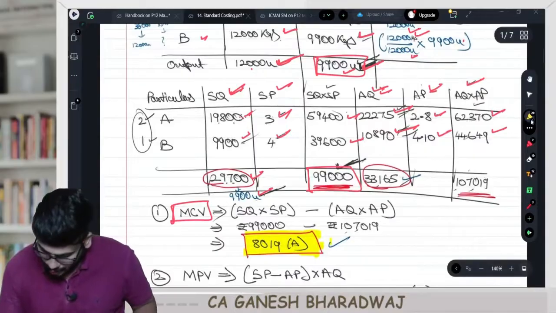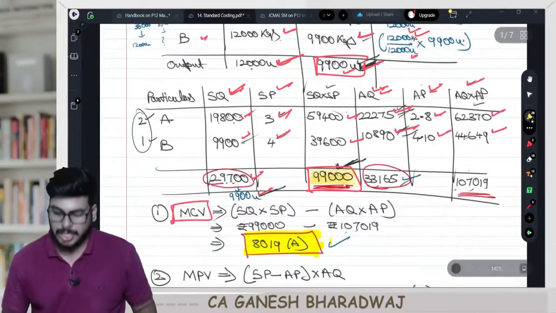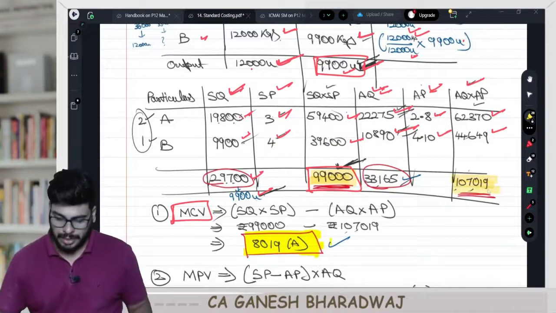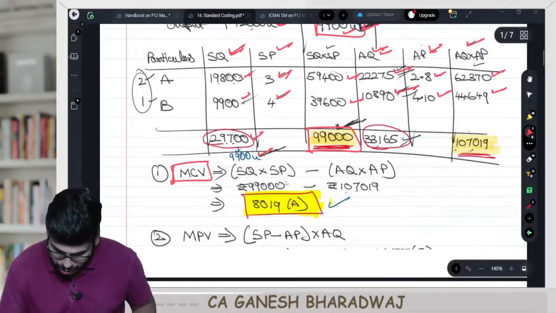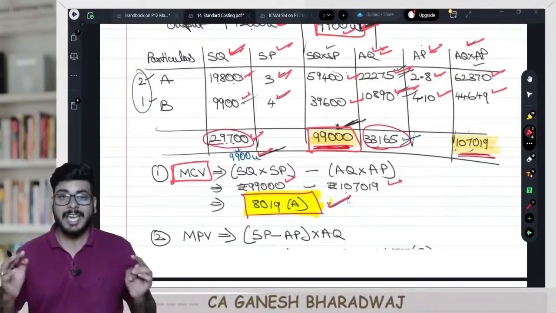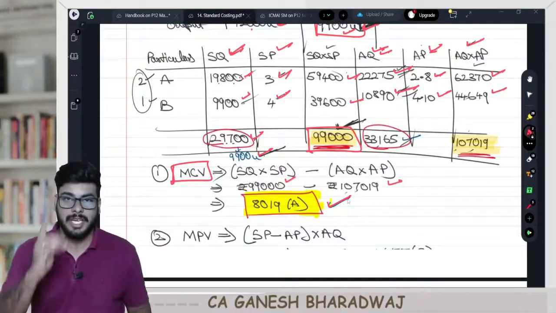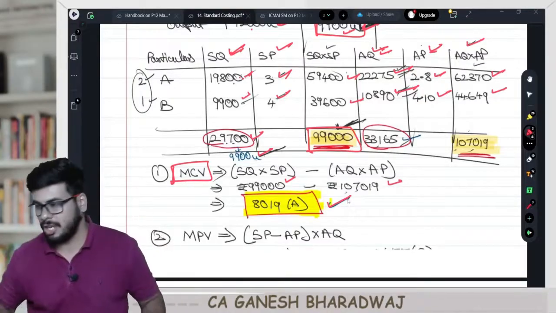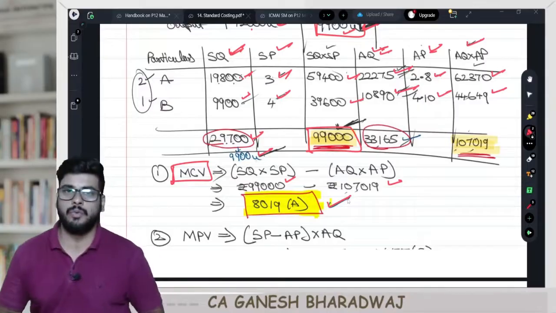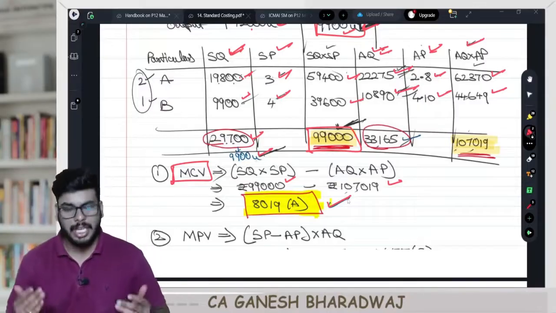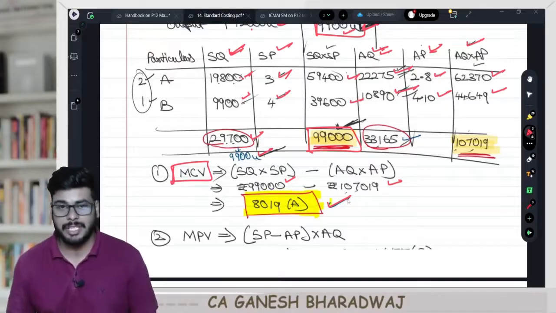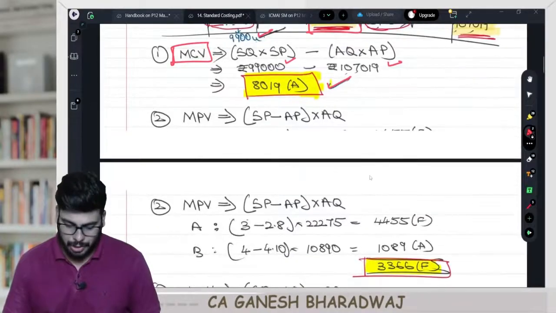So you were allowed to incur a total cost of how much? 99,000, but you have actually incurred a total cost of how much? 1,07,019 rupees. So what you do here, 99,000 minus 1,07,019, basically you get 8,019 as adverse variance. This is your overall material cost variance. You have incurred an extra material cost to the tune of 8,019. Are you clear with this, guys? Now if I leave it here, is it enough? No, I need to further deep dive and find out the reasons for this. Basically your price and your usage variance.